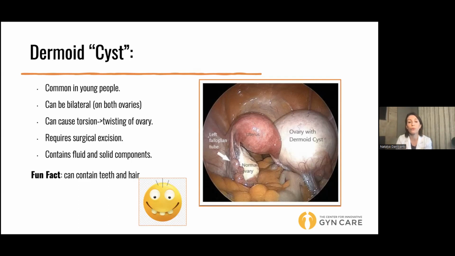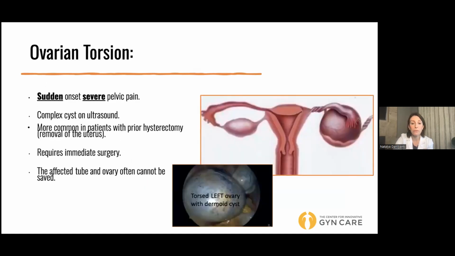So if you're trying to preserve your ovarian function, it's better to remove it. If you're thinking about getting pregnant in the future, you really want to remove the dermoid before getting pregnant, because if you do have torsion during pregnancy, you're going to need surgery during pregnancy, which you don't want to have to do if you don't have to. And fun fact, as I said, they have teeth and hair inside. It's really weird, but sort of cool at the same time.